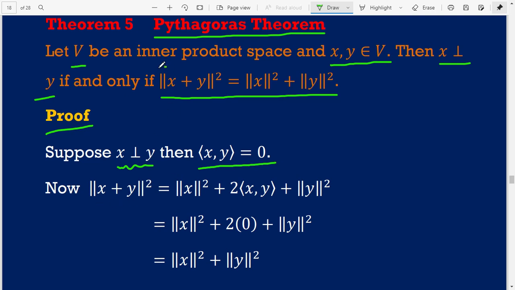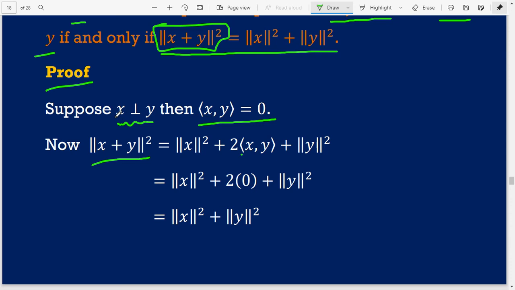Now, norm x plus y squared is equal to norm x squared plus 2 into inner product x with y plus norm y squared. Here we have given x is orthogonal to y, so inner product x with y is equal to 0. So it is equal to norm x squared plus norm y squared.